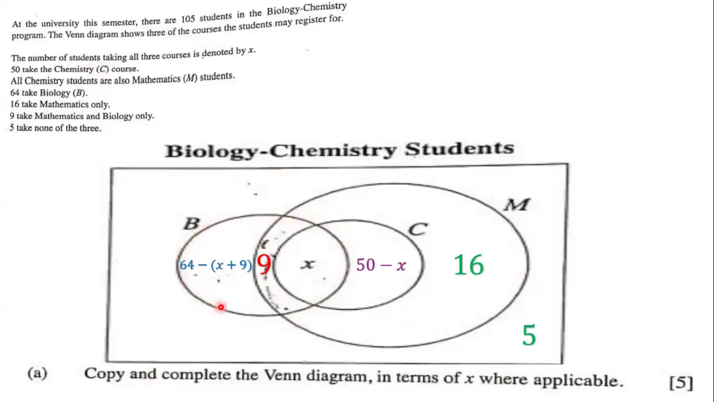And 64 means that the number of elements inside this set B, the biology, is going to be 64, because 64 take biology. So this whole thing is going to be 64 altogether. But if we know that this part is X and this part is 9, then this part right here, biology only, is going to be 64 minus X plus 9, because we have X here and 9 here. And so here we have completed this Venn diagram in terms of X where applicable.